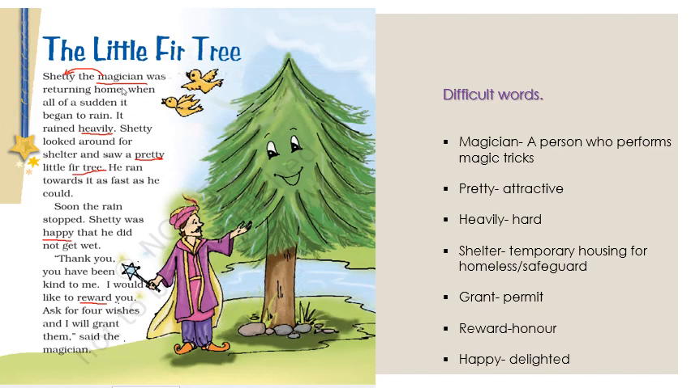When the rain stopped, he was delighted. He was very happy because he did not get wet, and for that he was grateful to the little fir tree, and he was overjoyed with the kindness of the fir tree. For that he wanted to repay, he wanted to honor the fir tree, and in order to do that he granted 4 wishes to the little fir tree. Now let's see what the wishes are.